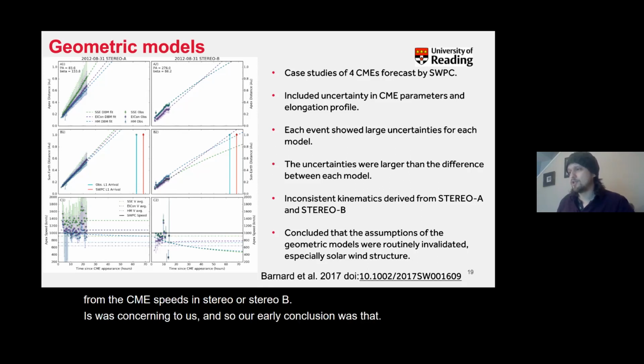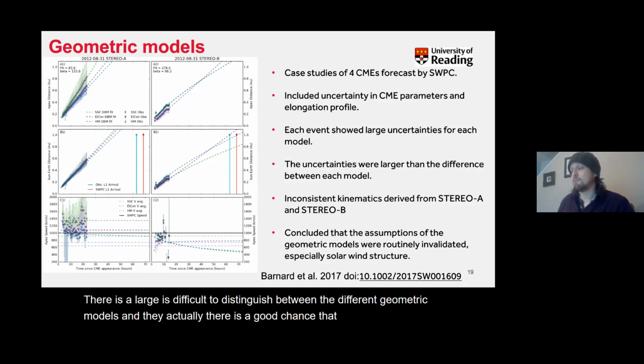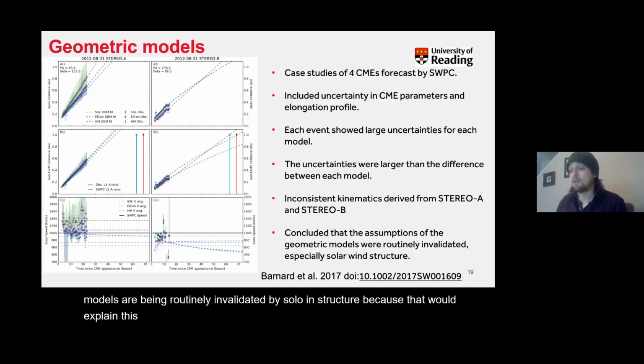And so our early conclusion was that the errors are large. It's difficult to distinguish between the different geometric models, and that actually there is a good chance that the assumptions of the models are being routinely invalidated by solar wind structure, because that would explain this discrepancy between the results you get from STEREO A and STEREO B.